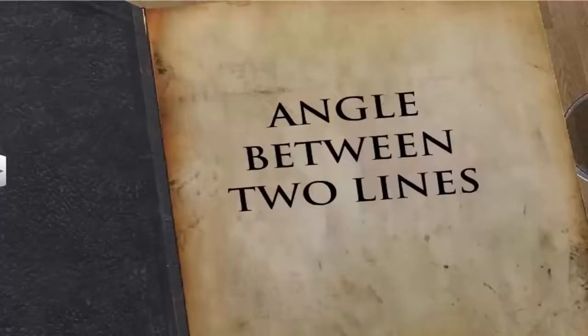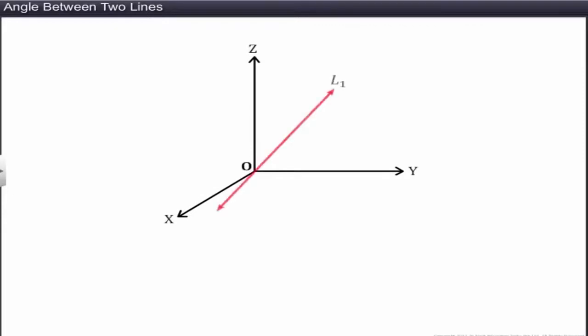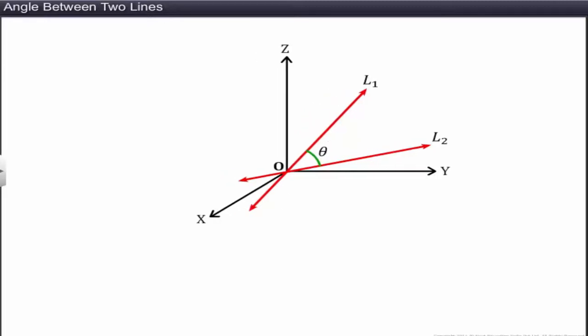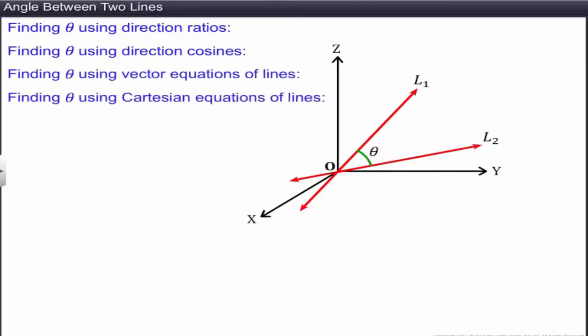In this module, you will learn to find the angle between two lines when their direction ratios, direction cosines, vector equations, or Cartesian equations are given. Consider two lines, L1 and L2, passing through the origin as shown. Let theta be the acute angle formed between lines L1 and L2. You will learn to find the value of this angle theta using the direction ratios, direction cosines, vector equations, or Cartesian equations of the two lines.